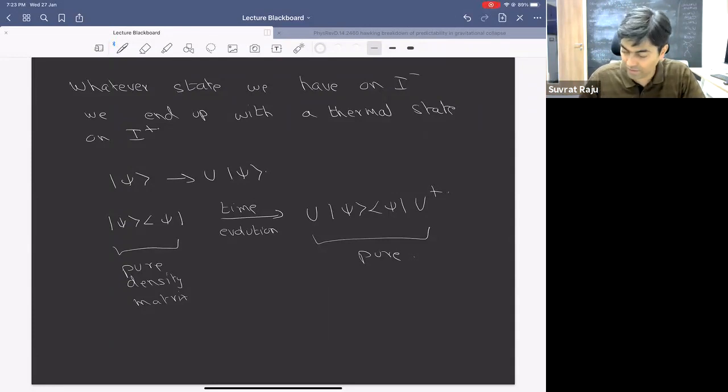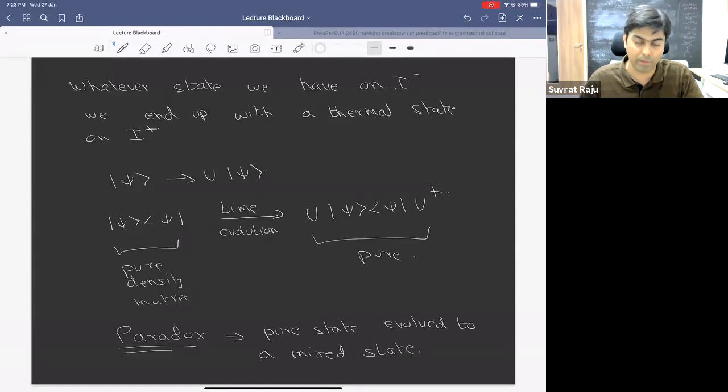By the way, let me just emphasize, this is already a paradox. The pure state evolved to a mixed state. So one can say that this already is Hawking's original statement of the paradox. We'll have a little bit more to say about the argument and the intuition that Hawking gives for why this paradox arises. But I just want to emphasize that this calculation has already led us to a paradox because we seem to have found that whatever state you started with on Scri minus evolved to a mixed state, and that's a problem.